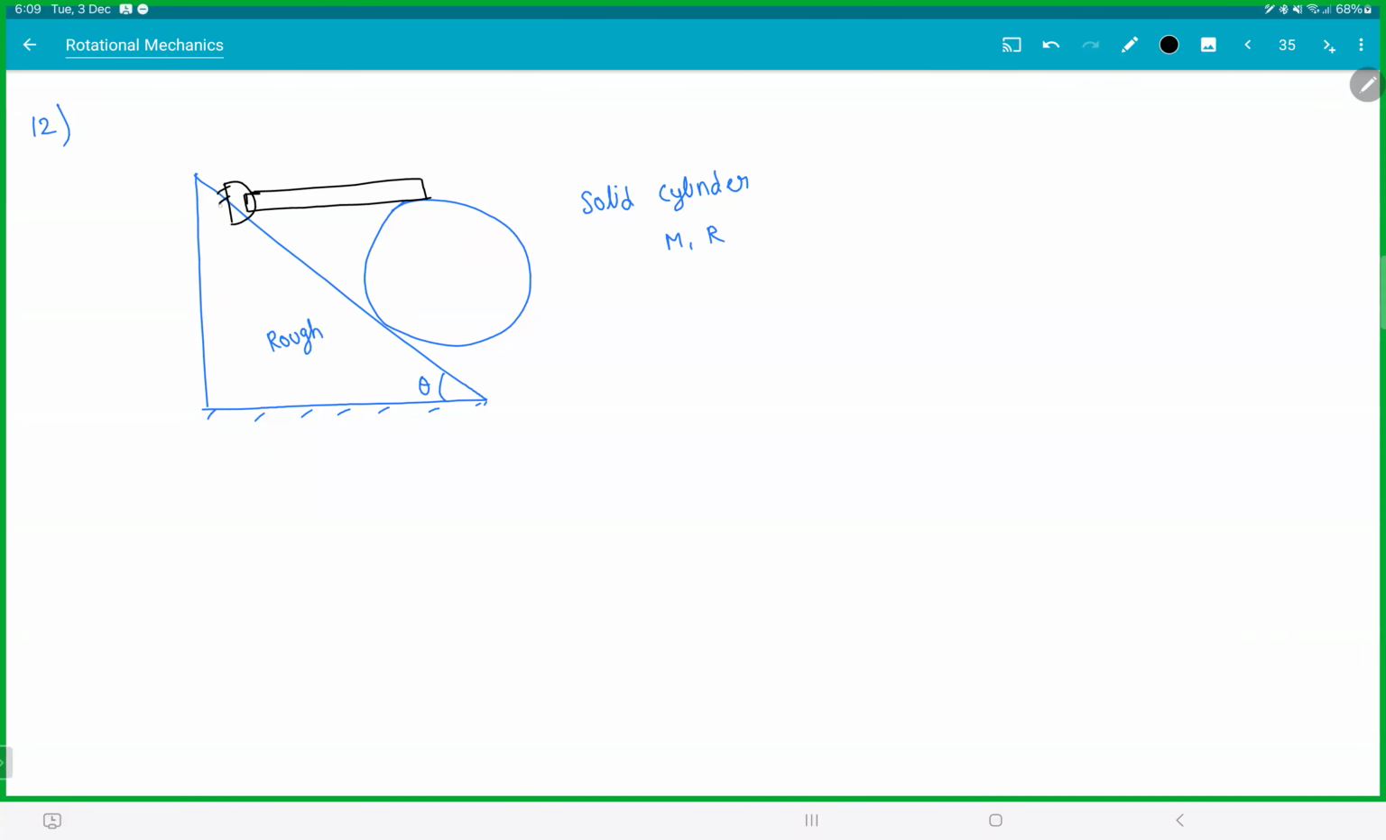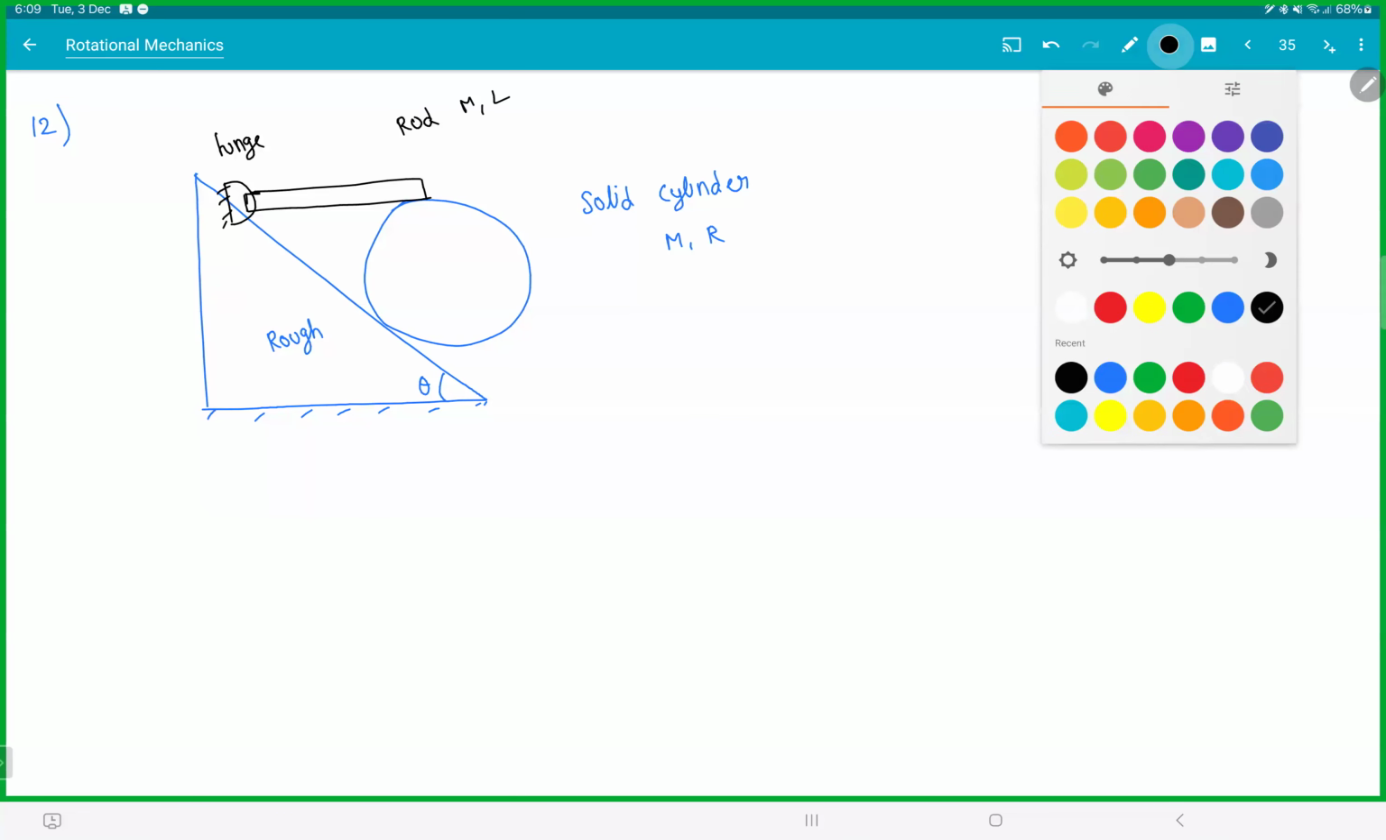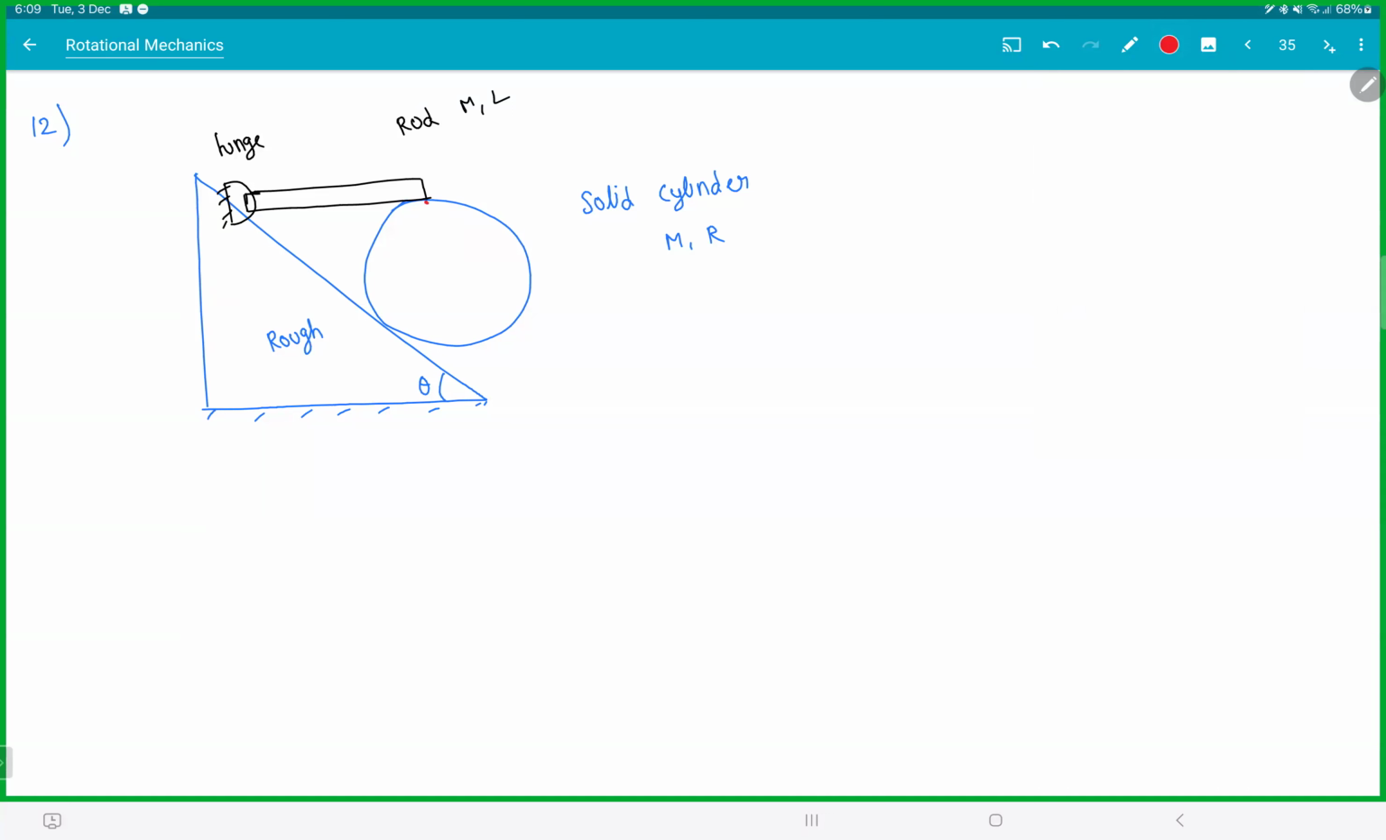So here we have a hinge. So the one end of the rod is fixed here. So this is a rod, mass m and length L. So this is touching the highest point here. That is your center. Basically, those are your normals.